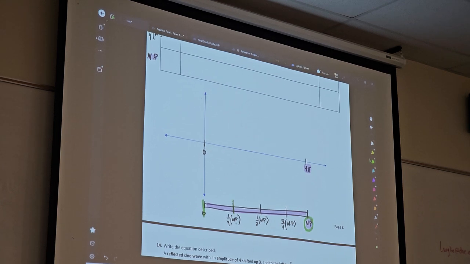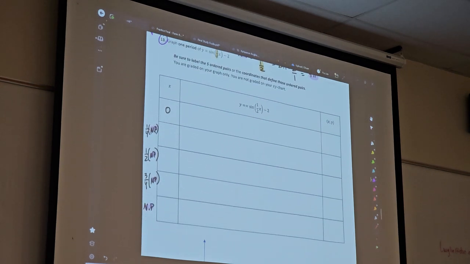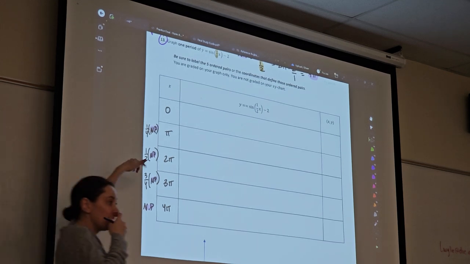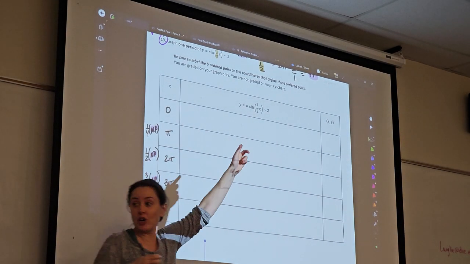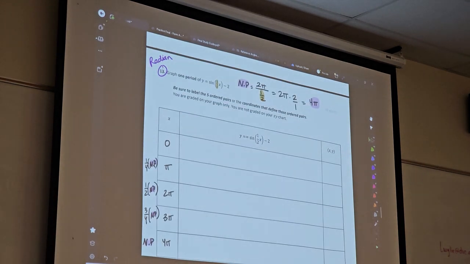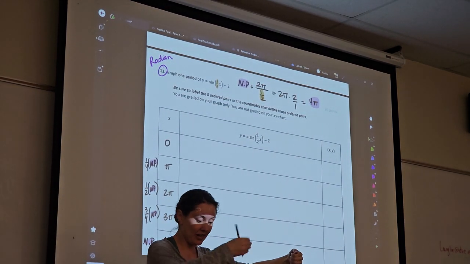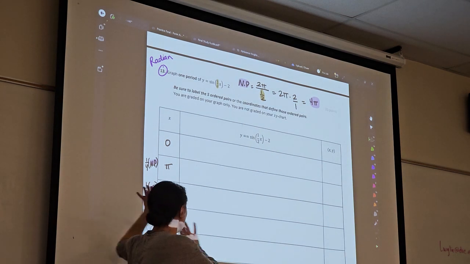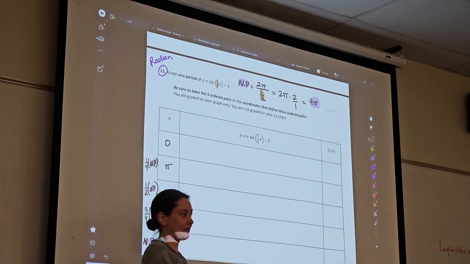But how do I get these green numbers? Just multiply by 1/4, then multiply by half, then multiply by 3/4, and you're good. These ones aren't bad. 1/4 of 4 is just 1, right? This ends up being pi, 2 pi, 3 pi, 4 pi. You want to ask questions about that on Tuesday, do. But if you know your new period formula, that gives you 0 and the new period, then you find those 1/4, half, and 3/4 marks, you're now set up to graph this.